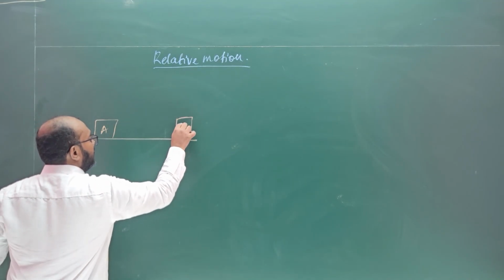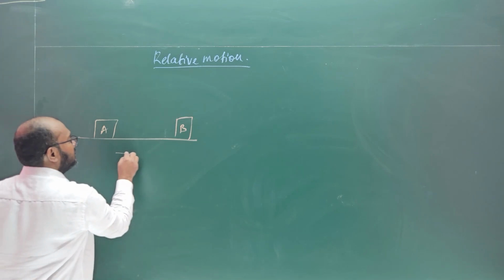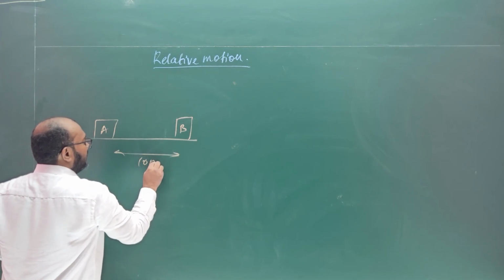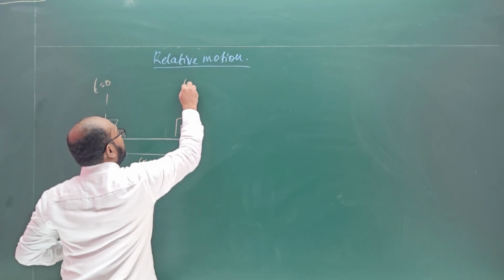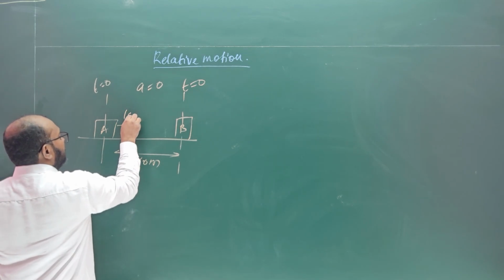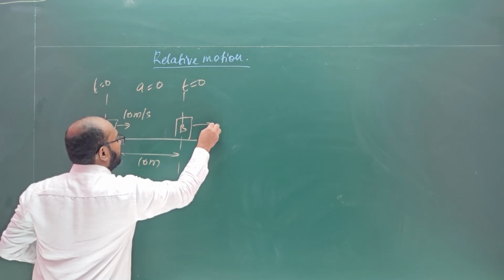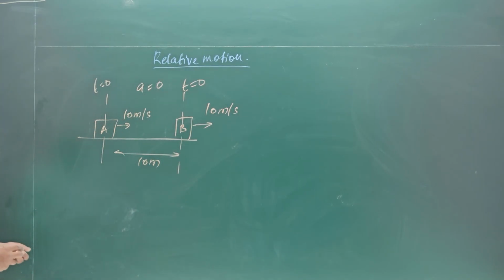A and B. Let's say this distance of separation is 10 meter. At t equals 0 and A equals 0, this object is going in this direction by 10 meter per second. This object is also going in this direction by 10 meter per second. Let us try to solve this.